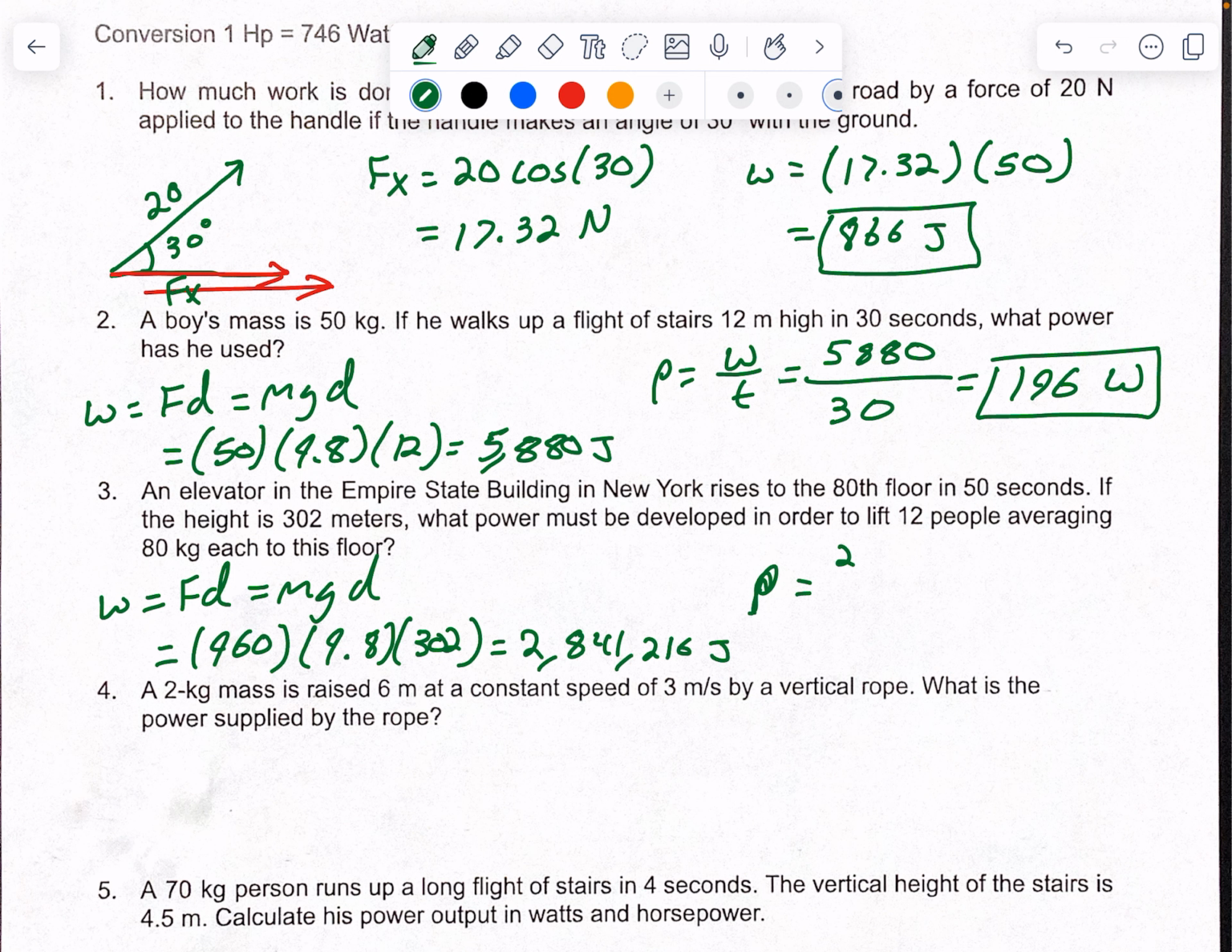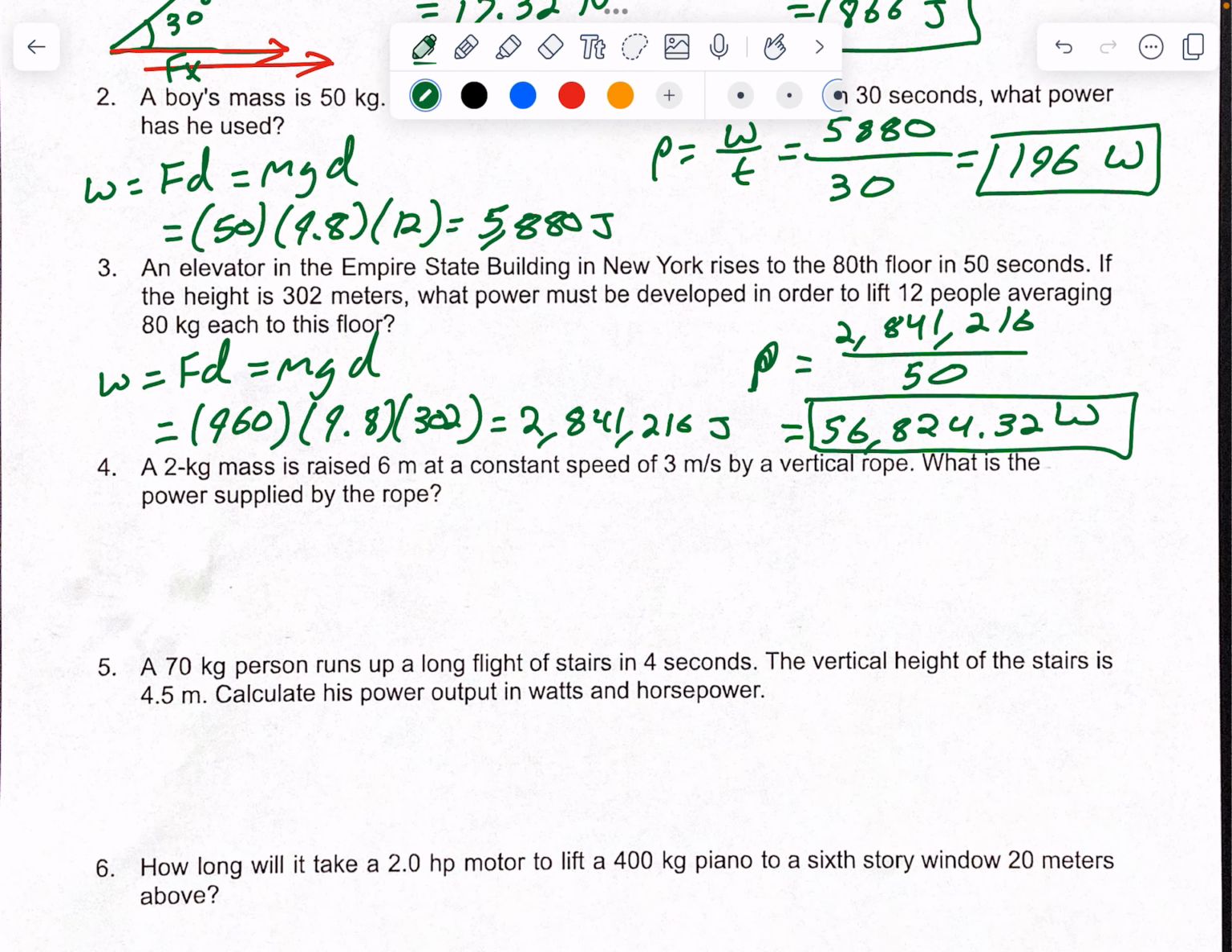Now we can plug in. 2,841,216, divide it by our time, which is 50 seconds, and you're going to get 56,824.32 watts.